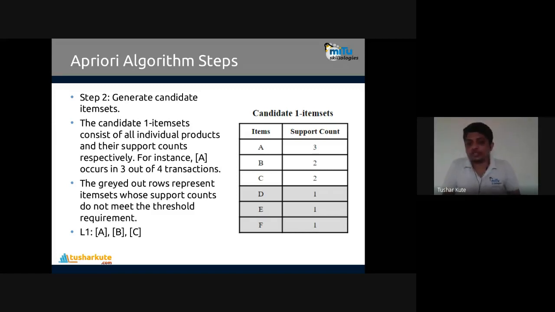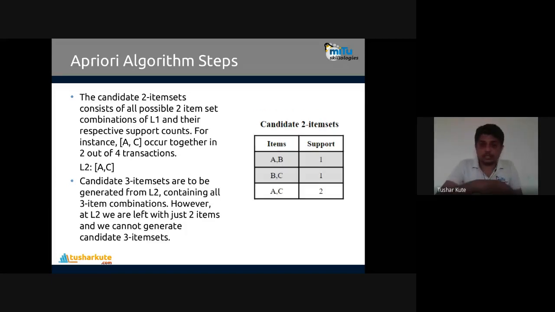A occurs in 3 out of 4 transactions. So this grey row represents item sets whose support count did not meet the threshold requirement. So L1, the output that we got, is candidate 1 data set A, B, and C. Only 3 items will be considered in generating the rules.